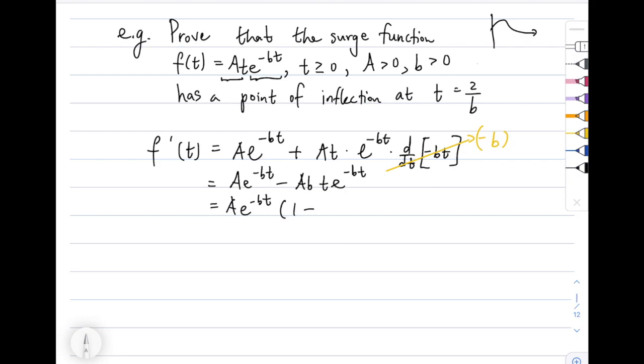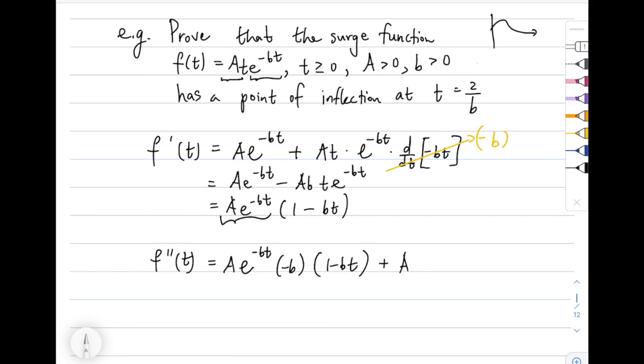So you get 1 minus bt. Okay, and now we need to take the second derivative. So we take the derivative of this. This is just a constant. The derivative of e to the power of negative bt is e to the power of negative bt times negative b. So I'm going to do a times e to the power of negative bt times negative b, that's applying chain rule, times the second function plus the first function. I'm calling this the first function now, plus the first function, times the derivative of the second function.